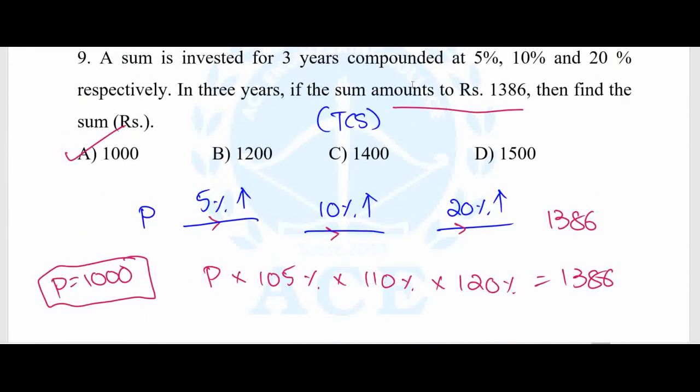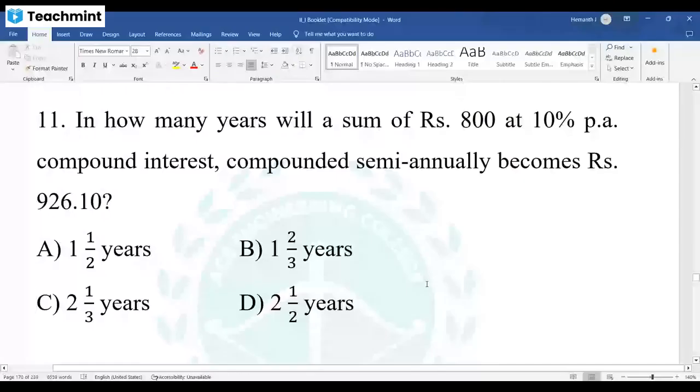See the next one. In this question, they have given: in how many years will a sum of rupees 800 at 10% per annum compound interest, compounded semi-annually, become 926.1? So 800 should become 926.1. What is the extra amount you got? 800 becomes 926.1, the extra amount is 126.1, which is the interest. The compound interest in this situation is 126.1.